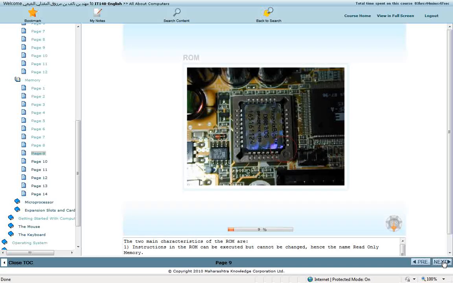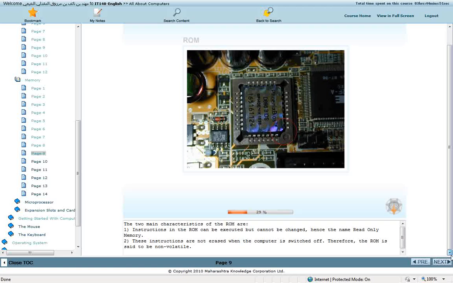The two main characteristics of the ROM are: instructions in the ROM can be executed but cannot be changed, hence the name read-only memory. These instructions are not erased when the computer is switched off. Therefore, the ROM is said to be non-volatile.